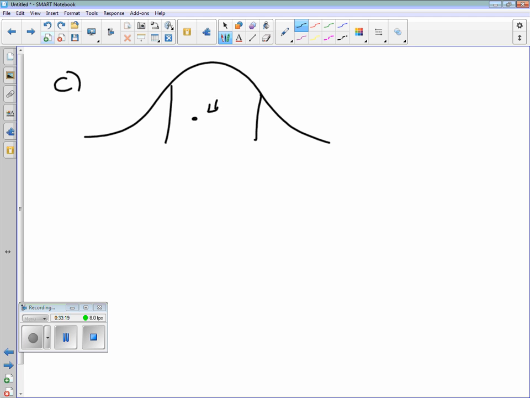We want the middle 40%. So we have to be very careful. It's kind of like when you have to subtract some things for the binomial. If it's the middle 40%, we need these two values it's associated with.